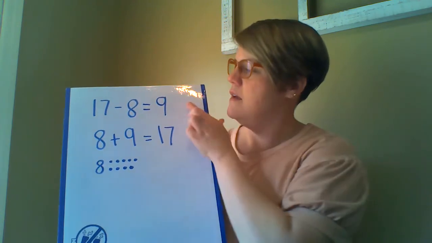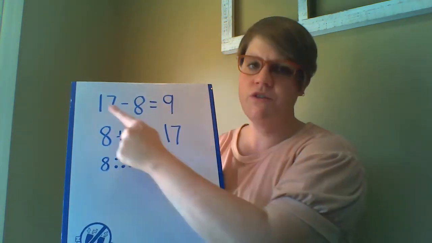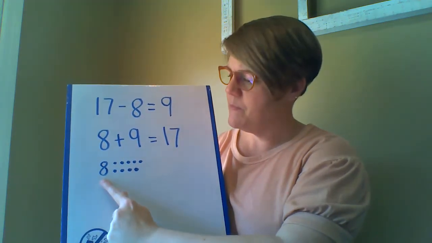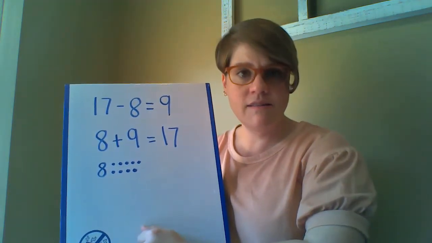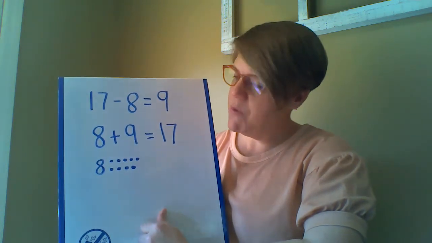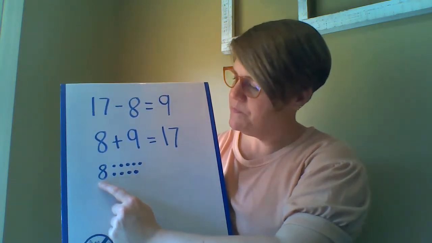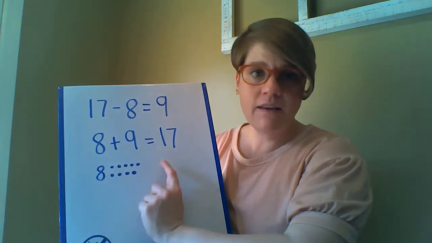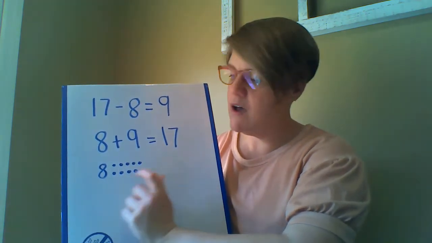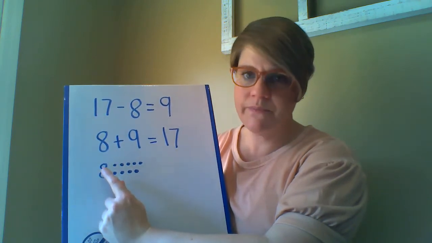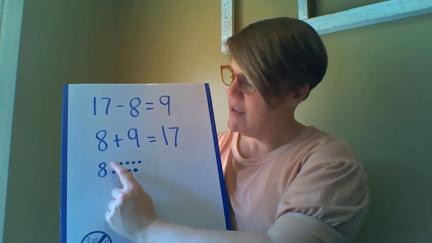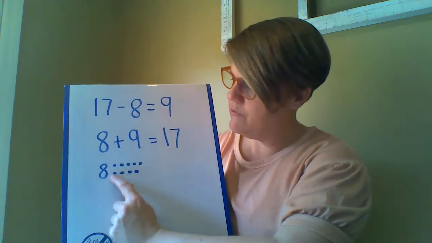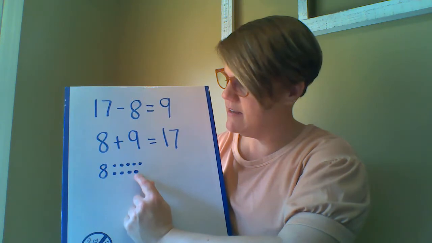Another way that you can work this out, you can just write it out like this. You can also take the number 8 and count on until you get to 17. So what you could do is write 8 and then draw a dot as you're counting until you get to 17 and stop. So what I did was 8, I made the number 8, and then 9, 10, 11, 12, 13, 14, 15, 16, 17.